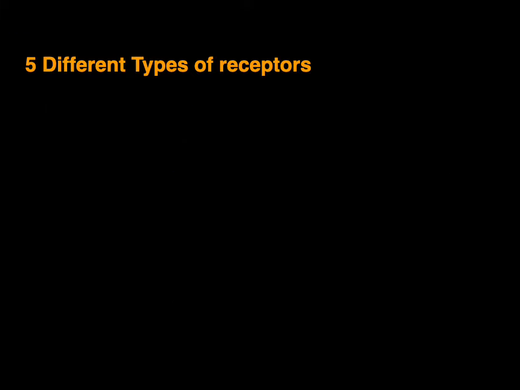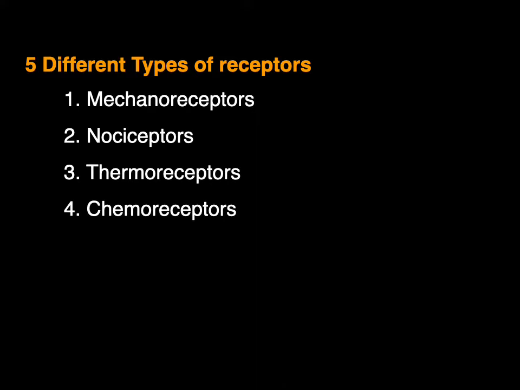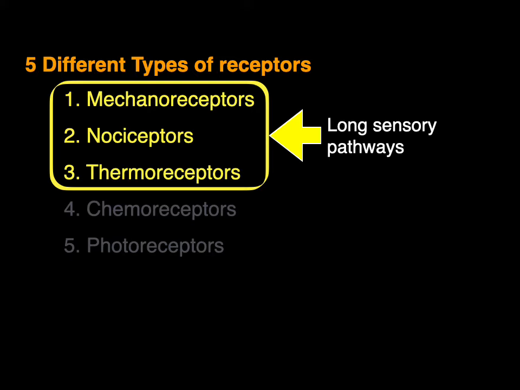So there are 5 different types of receptors in the body: mechanoreceptors that measure movement, nociceptors, which are for pain, thermoreceptors that measure temperature, chemoreceptors that take chemicals and convert them to an action potential, and photoreceptors that convert light energy into an action potential. Now, when it comes to long sensory pathways, we just focus on these top 3.